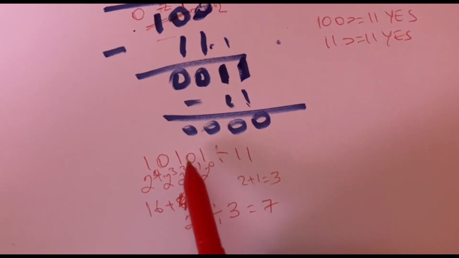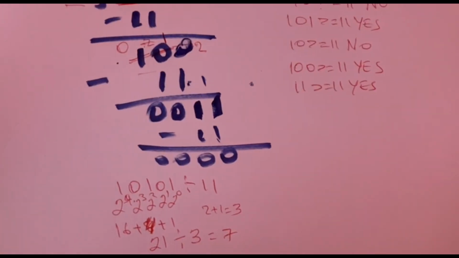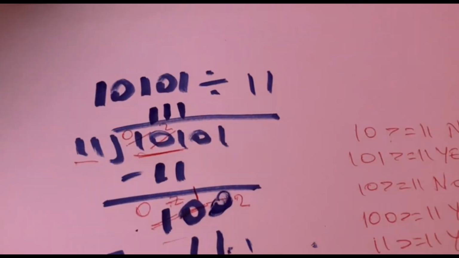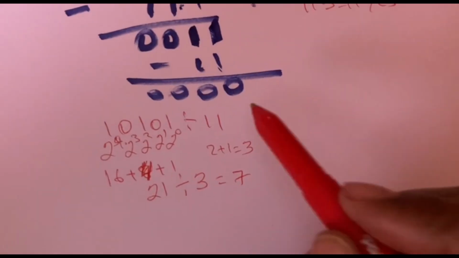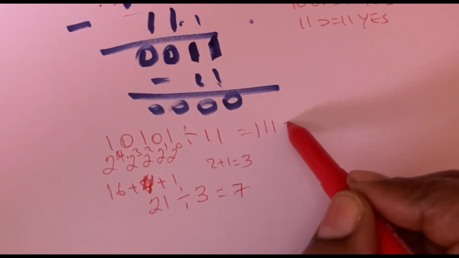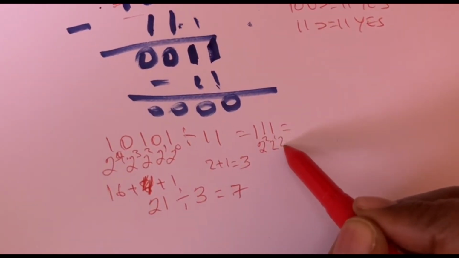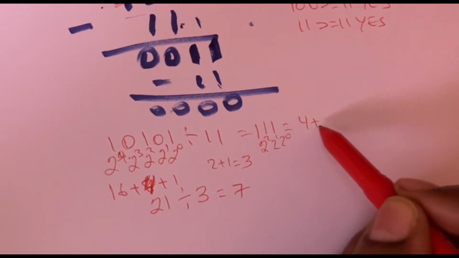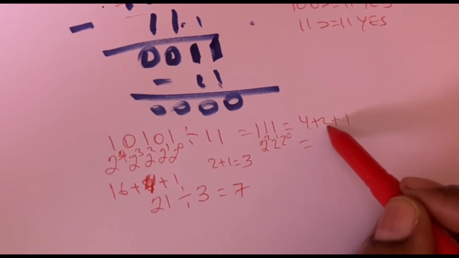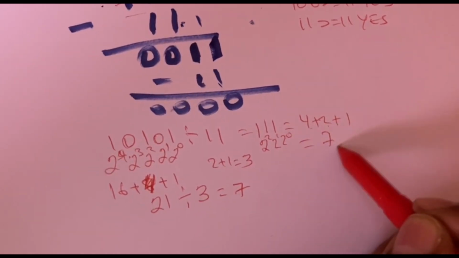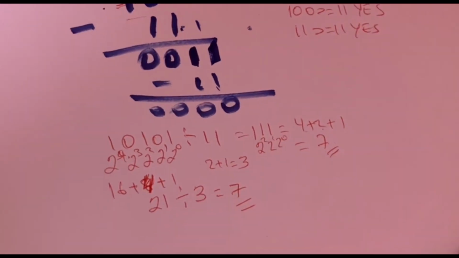So 10101 divided by 11, our result was 111. So this is 111, which is to the power of 2, to the power of 1, and to the power of 0. To the power of 2 is 4, plus to the power of 1 is 2 plus 1, which is 4 plus 2, 6, plus 1, 7. So our work is right. Thank you for watching.